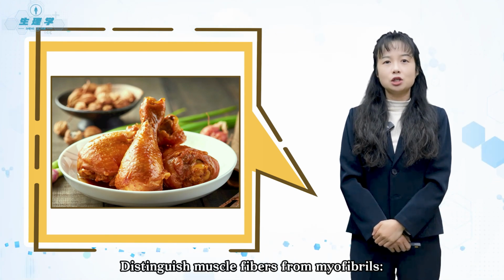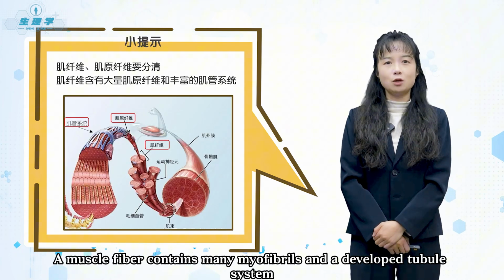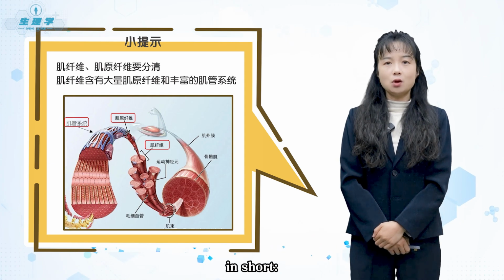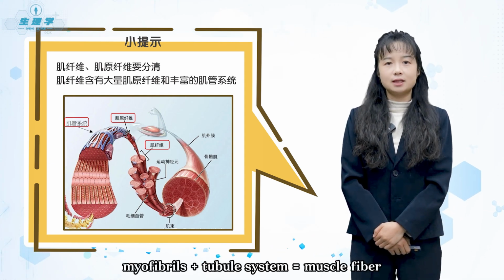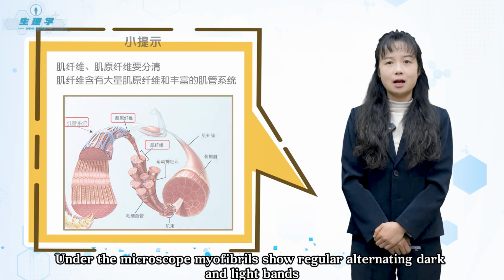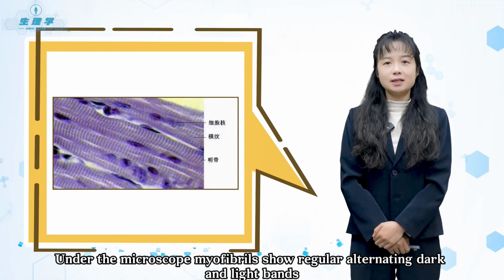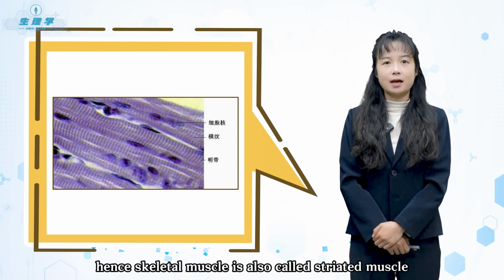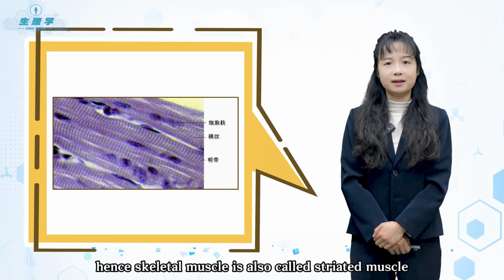Distinguish muscle fibers from myofibrils. A muscle fiber contains many myofibrils and a developed tubule system. In short, myofibrils plus tubule system equals muscle fiber. Under the microscope, myofibrils show regular alternating dark and light bands. Hence, skeletal muscle is also called striated muscle.